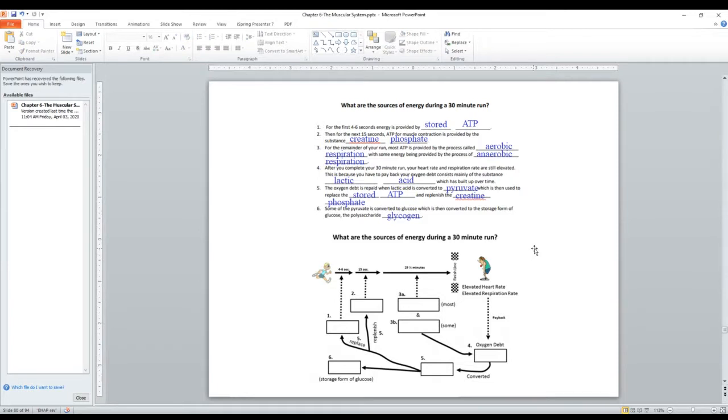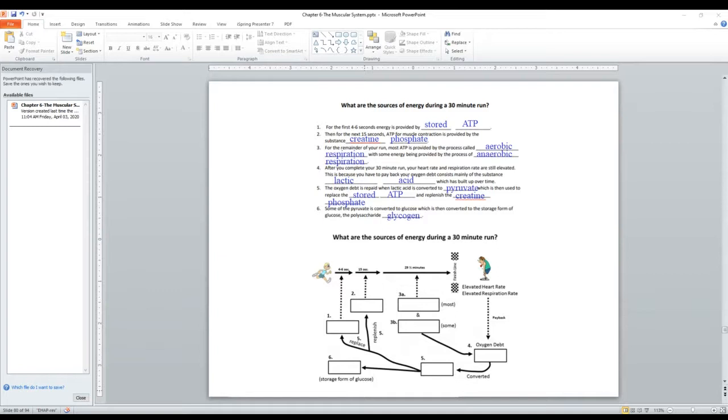Okay, so this little learning activity basically summarizes what the sources of ATP are during endurance exercise. Okay, so at this time, I want to open up the floor for any questions. Any questions specifically about the muscular system? Feel free to raise your hand, or you can type in the chat, and then you can unmute your mic.